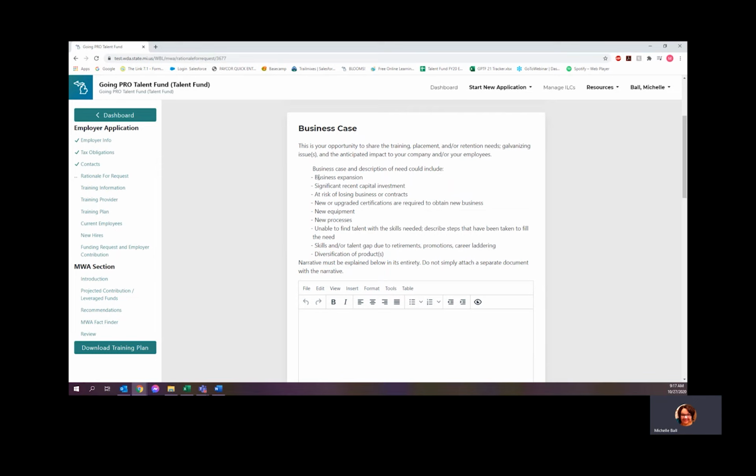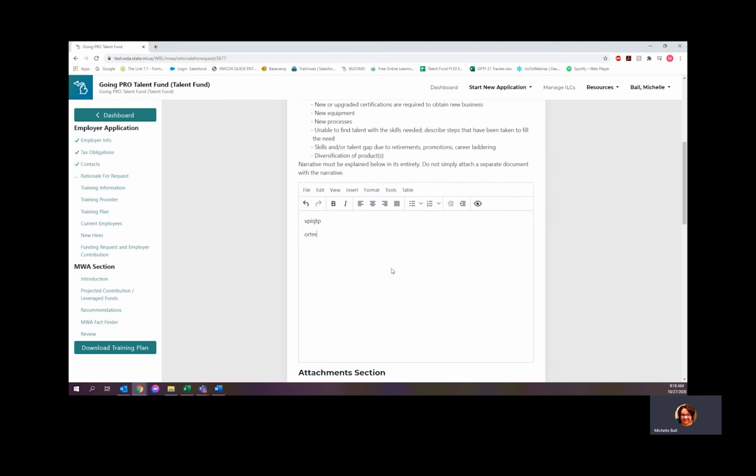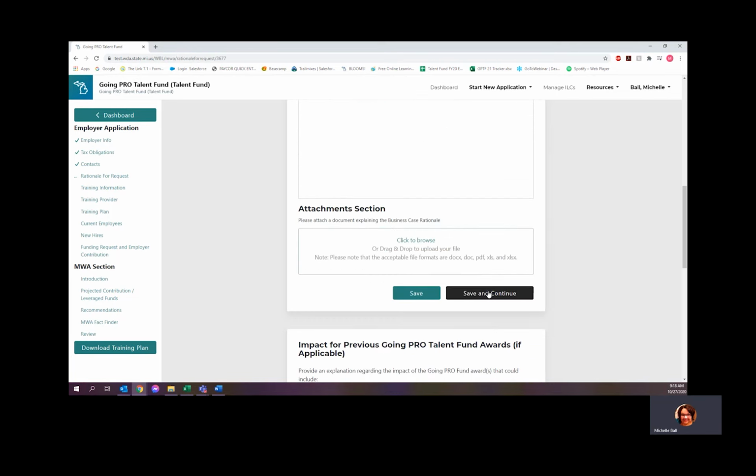And it's your opportunity to share the training placement and retention needs, challenging issues, and anticipated impact. So this is where you say why you need what you need. And again, here are some examples. The narrative must be encased here in this box in its entirety. Don't just attach a separate document with the narrative. We want it to be actually part of the application embedded in here. And you can include any COVID-related impact, if applicable, in this section. You may attach any documents to support your statements in the attachment section. And then when you're done with this, we're just going to go ahead and enter some more stuff in here. And then we're going to save and continue.